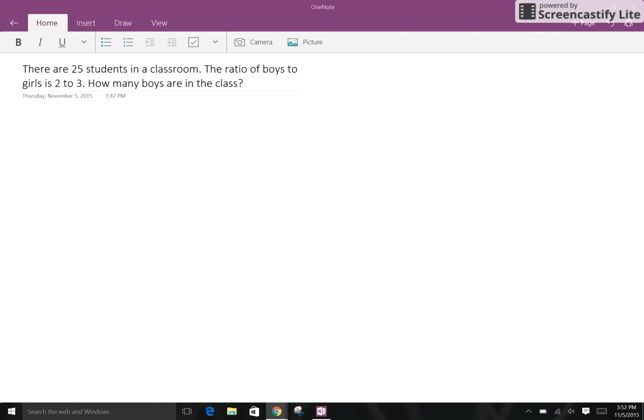There are 25 students in a classroom. The ratio of boys to girls is 2-3. How many boys are in the class? All right, so when you first look at this, you want to first think about what the ratio is, and that is what's going to determine your boxes for your tape diagram.